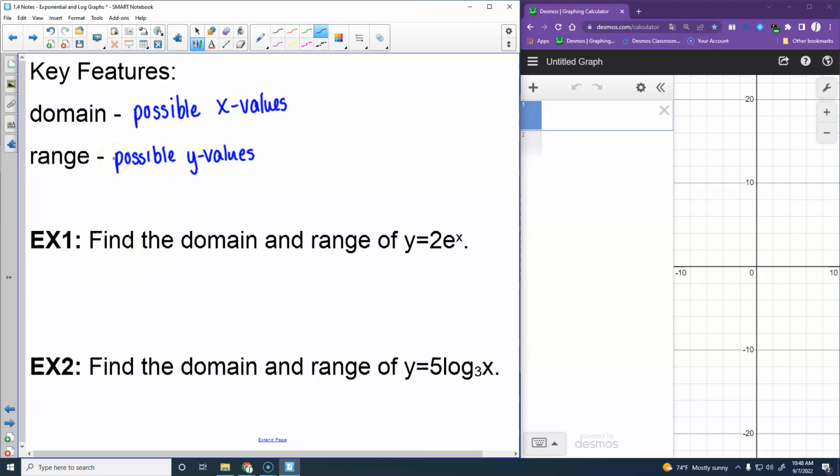Okay. All right. So domain and range. Domain is possible X values. Range is possible Y values. So for this first one, if we graph y equals 2e to the x here over in Desmos, and you can see it here, but you can also graph it on your screen there if you want. Let's see if it'll let me. No. Okay.